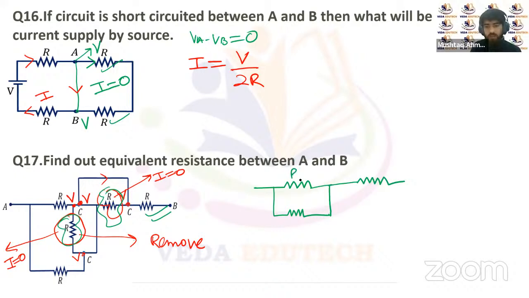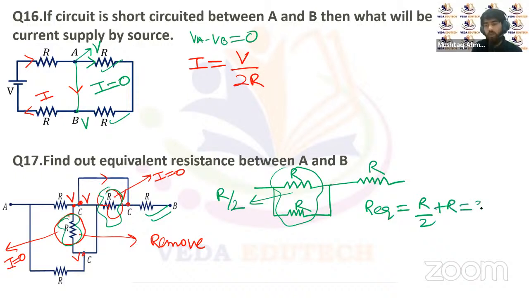Only. So this has the resistance R, this has the resistance R, right? Now you can see these two resistors are parallel to each other, their equivalent will be R upon 2, right? They will be in series with this R resistor, right? So the R equivalent for this circuit will be R upon 2 plus R, that's equal to 3R upon 2, right? 3R upon 2 will be the equivalent resistance for this circuit, right?